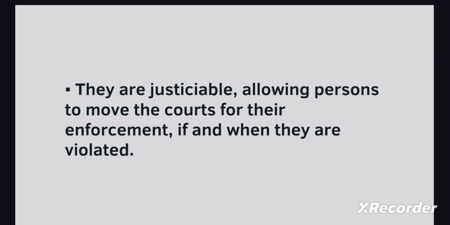They are justiciable, allowing a person to move the courts for their enforcement if and when they are violated. They are defended and guaranteed by the Supreme Court. Hence, the aggrieved person can directly go to the Supreme Court, not necessarily by way of appeal against the judgment of the High Court.